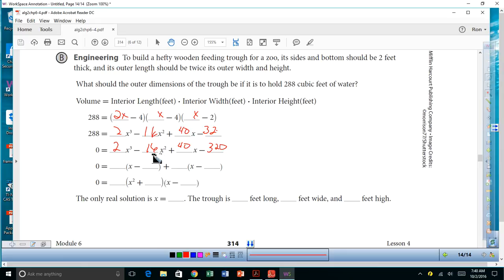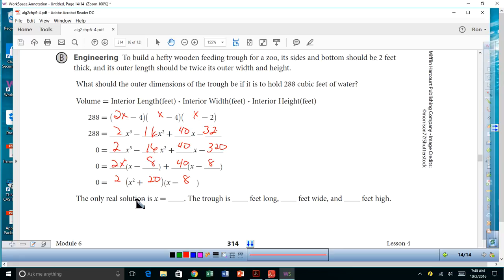And do a little grouping in here. Let's see. We got x squared and x to the third, and 2 goes into 16, so we got 2x squared times x minus 8, plus 40, and then 40 goes into 320 8 times. So we got x minus 8, x minus 8. And here we're going to have 2x squared plus 40, so we can take a 2 out of that, and that gives us x squared plus 20, times x minus 8.